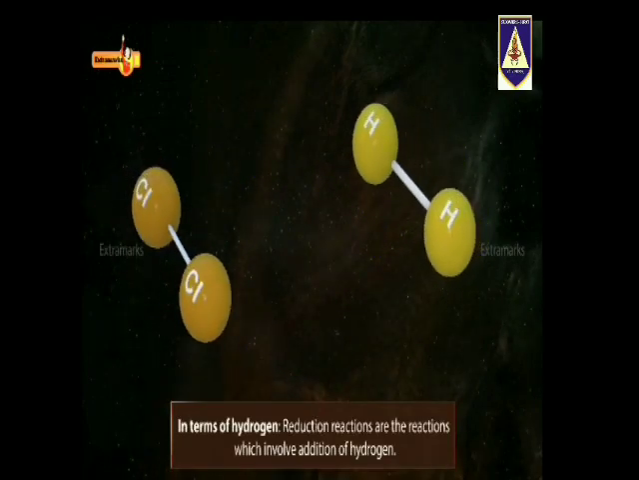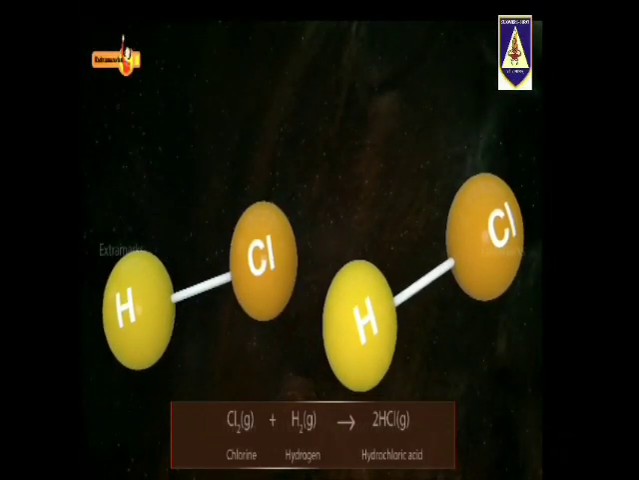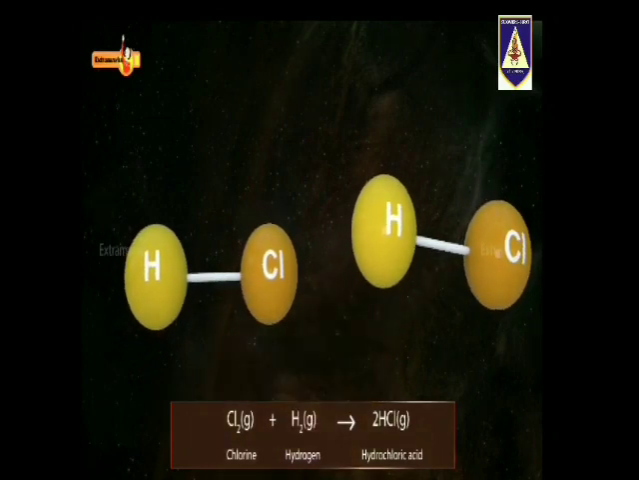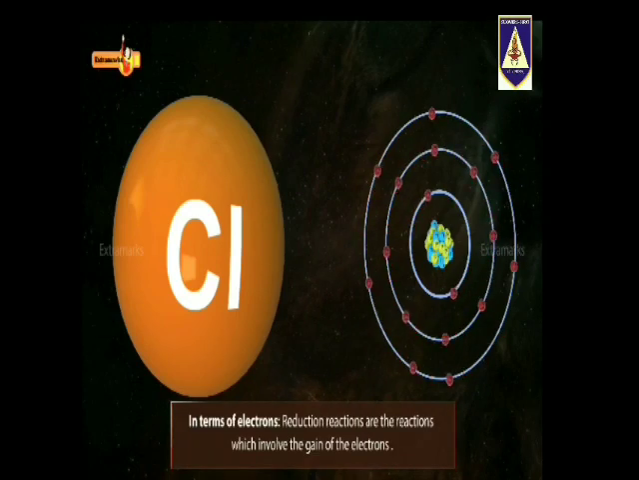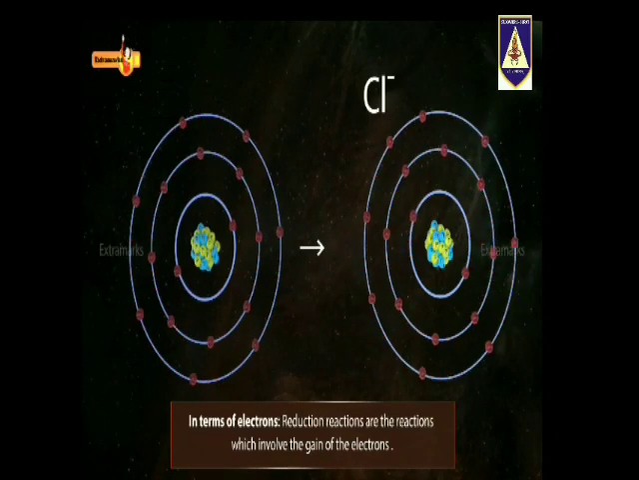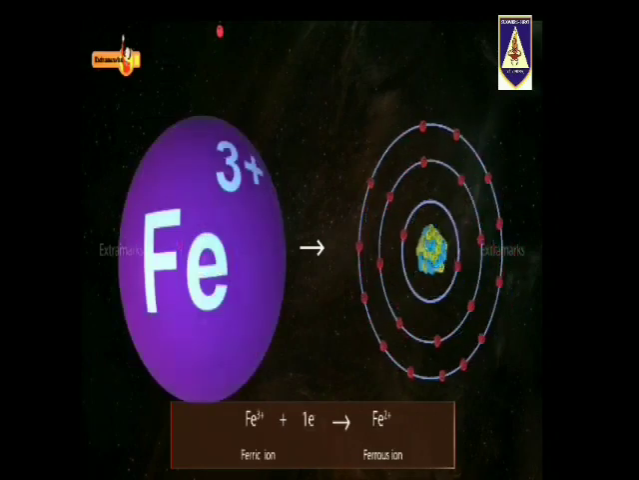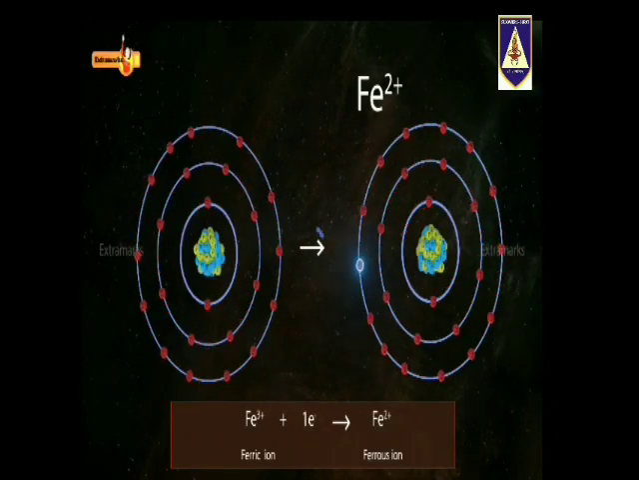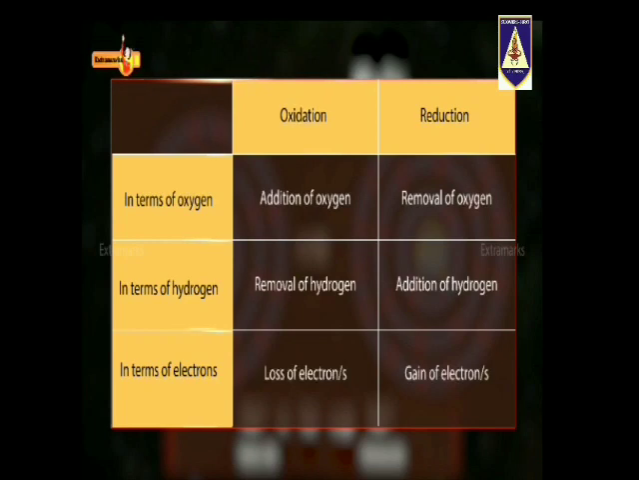In terms of hydrogen, reactions which involve addition of hydrogen are known as reduction reactions. In this reaction, hydrogen is added to chlorine. In terms of electrons, reduction reactions are defined as the reactions involving the gain of electrons. In the given example, a chlorine atom gains an electron to form chloride ion. Ferric ion gains an electron to form ferrous ion. It's time to recall and summarize what we have learned about oxidation and reduction reactions.